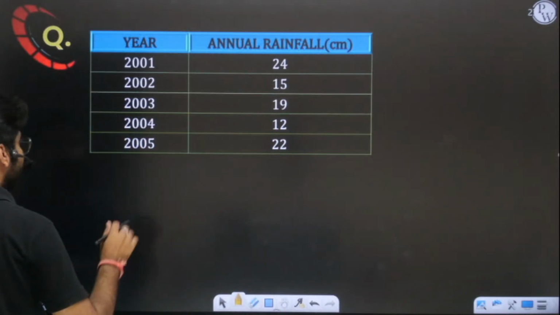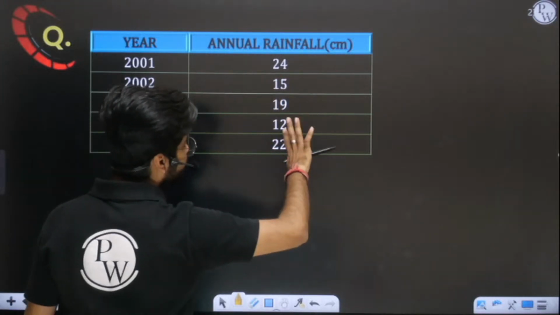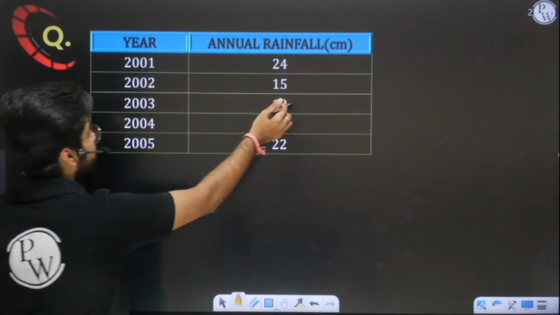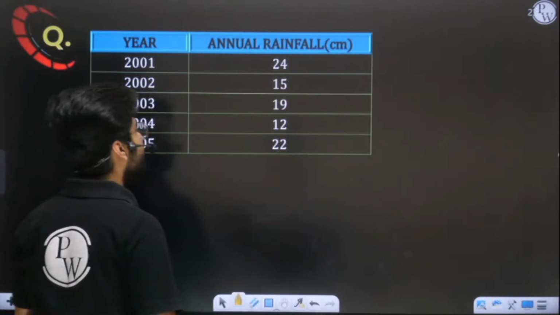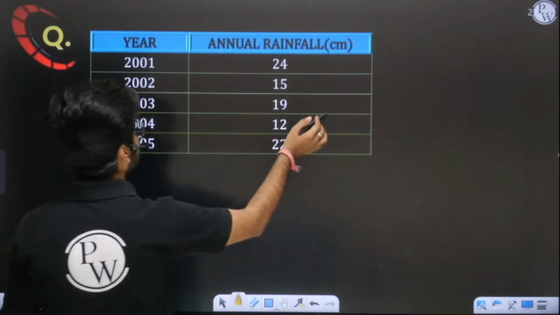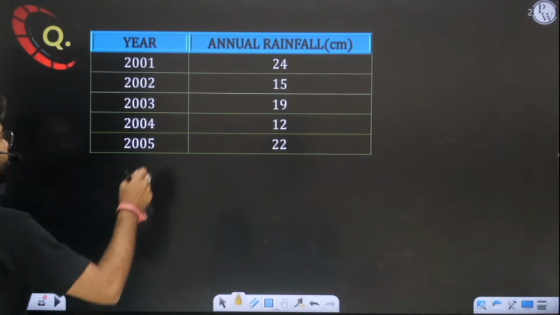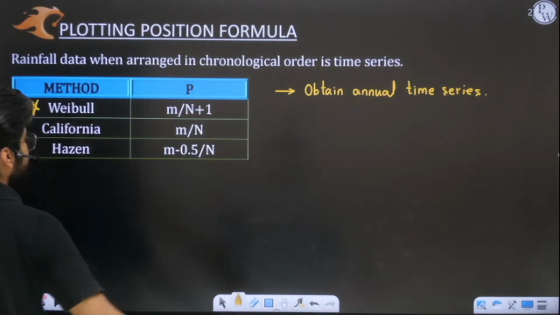Can you tell me, is this rainfall data or stream flow data? Sir, obviously this is rainfall data. In 2001, the highest amount of rainfall is 24 centimeter in a single day. In 2002, the highest amount of rainfall is 15 centimeter in any kind of day. Like this, we have arranged the maximum rainfall values.